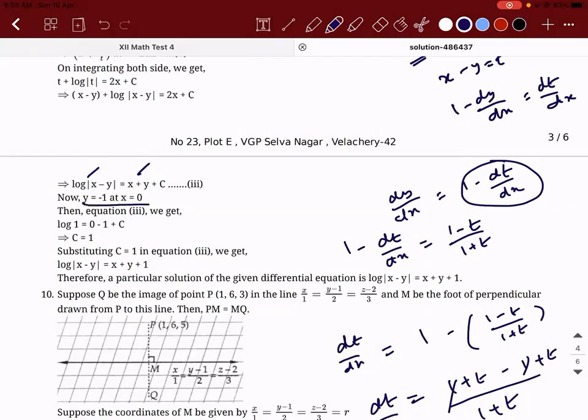Now they have given you the values. x is equal to 0, y is equal to minus 1. Take this and substitute here. Then you will get this as the final expression.